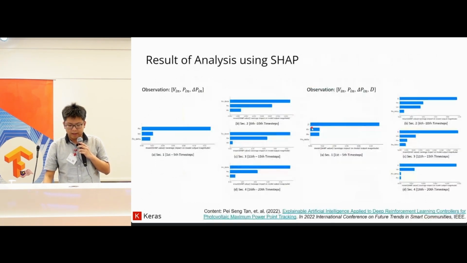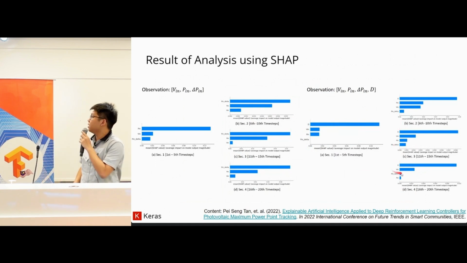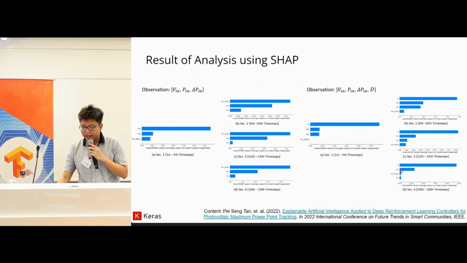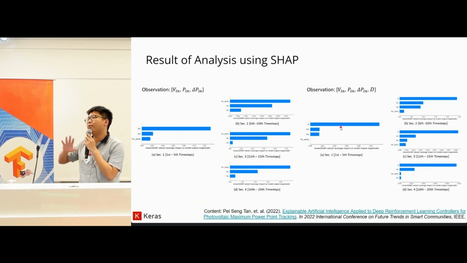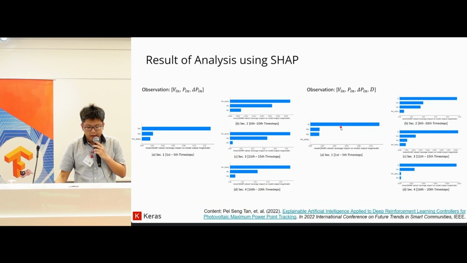So you got D here in the first section, D in the second section, D at the third section, and also D as the fourth section. So from this part, you're able to see that D is a very important parameter, no matter how. But if you look at the observation without the D, probably in the first section P in is the most important, and then delta P in starts to get more important.